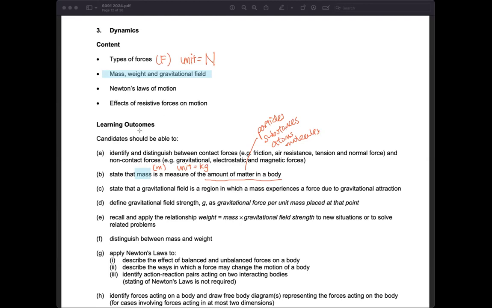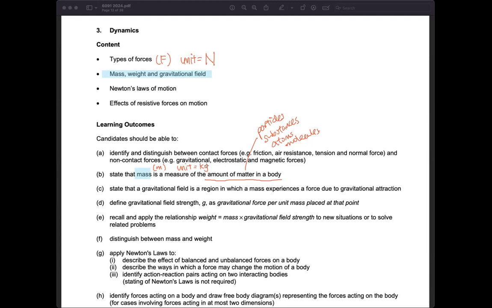So first of all, let me share with you the unit kg refers to mass. 1 kg of mass is 1 kg of matter in the body. It's how much matter there is in the body. Are you clear about this?